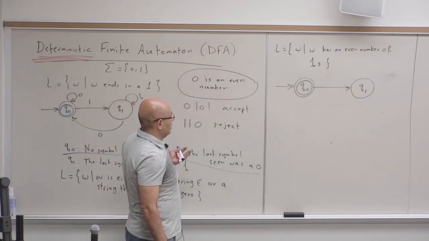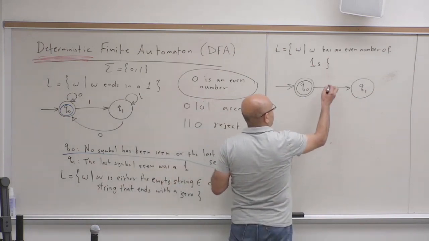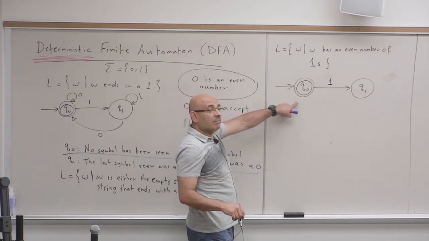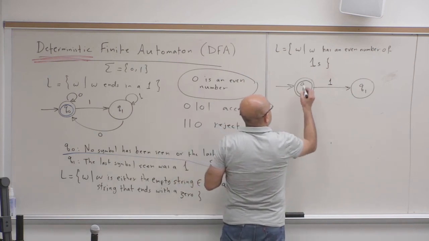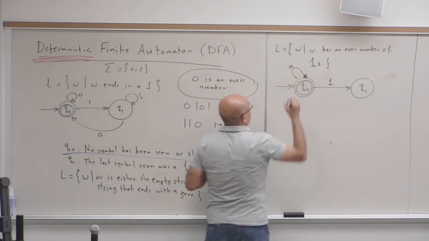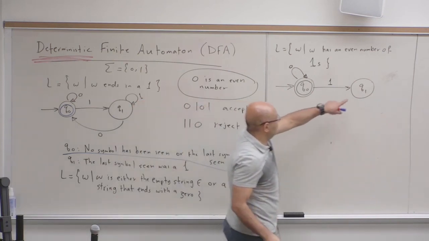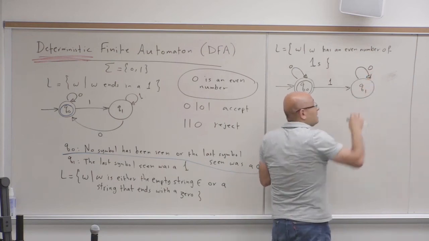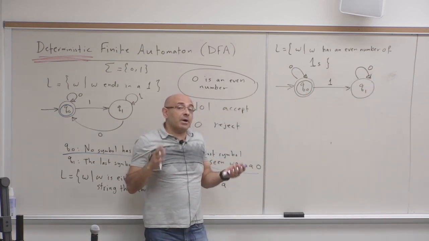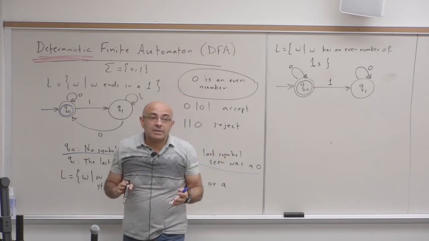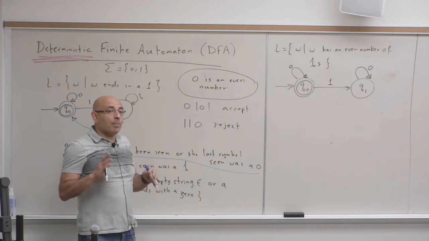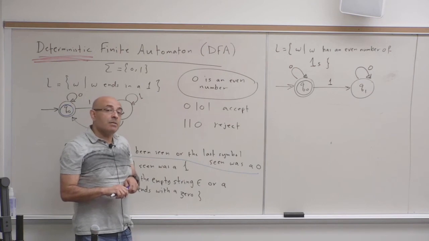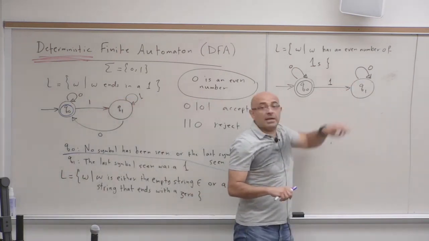Of course, this is not complete yet. So if I get a 1, I transition to Q1. If I get a 0, yeah, exactly, Q0 loops. And what does Q1 do if there is a 0? Loop. Why? Because seeing a zero does not change the state. I'm only counting the ones. The property that I'm trying to recognize is the number of ones, and I don't care about the number of zeros. Therefore, a zero will not cause any transition.